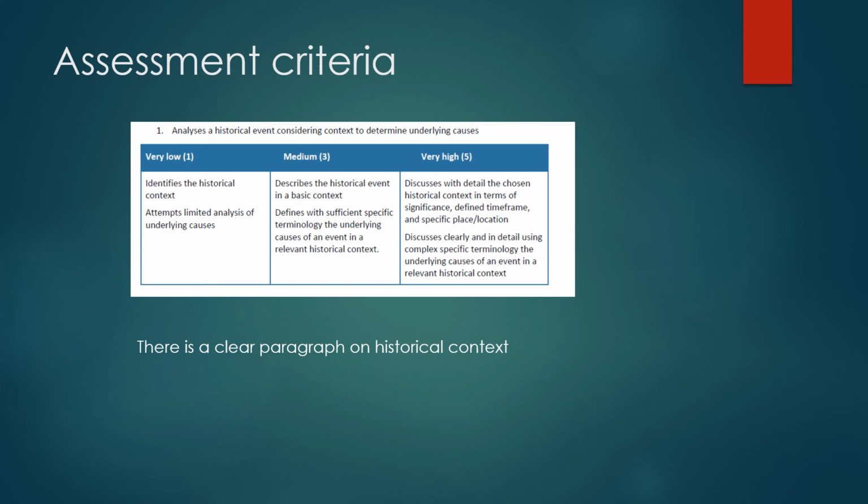Okay, now the first assessment criteria refers to the historical context. Okay, and if you look at the very high level here, it discusses with detail the chosen historical context in terms of significance, defined time frame, and specific place location. There is a very clear paragraph about historical context in the essay that we just went through, which relates directly to this assessment criteria.